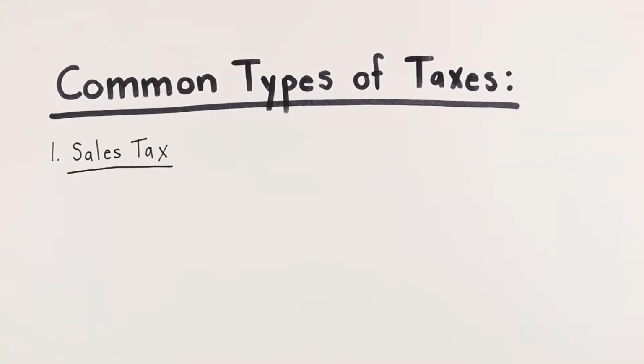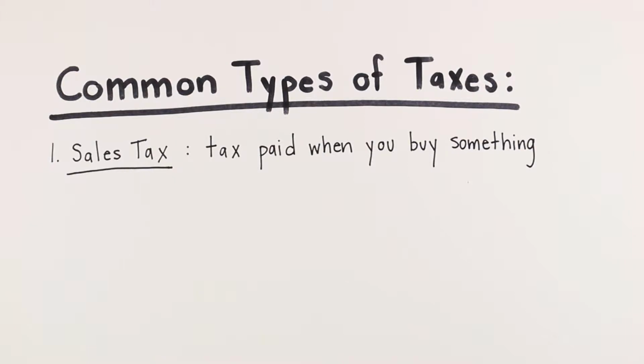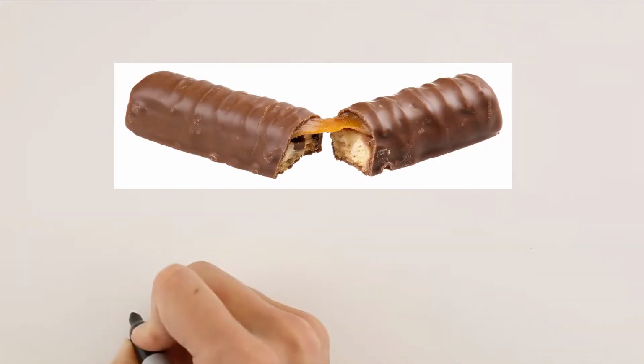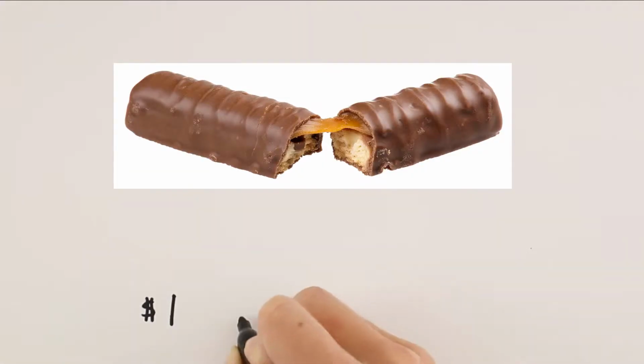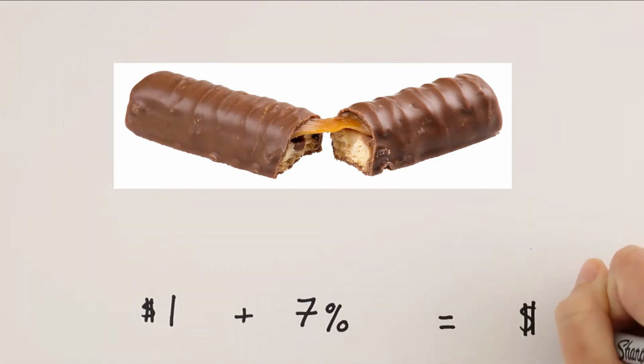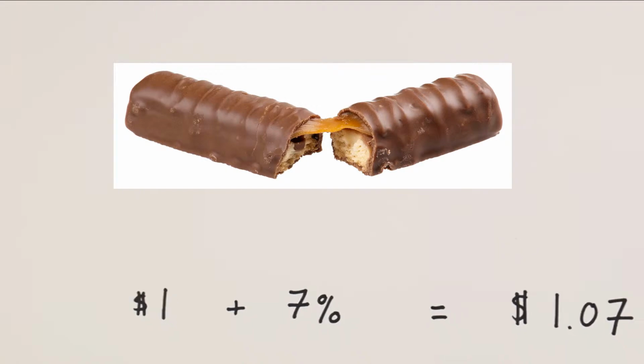1. Sales tax. This is tax paid when you buy something. For example, if you want to buy a $1 candy bar and you live in an area that charges 7% sales tax, the candy bar will actually cost $1.07, including tax.